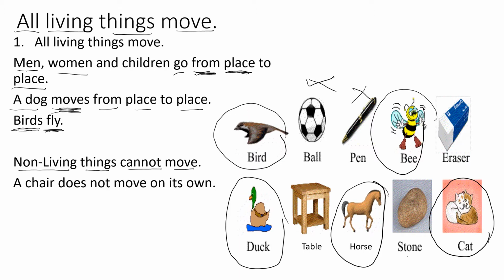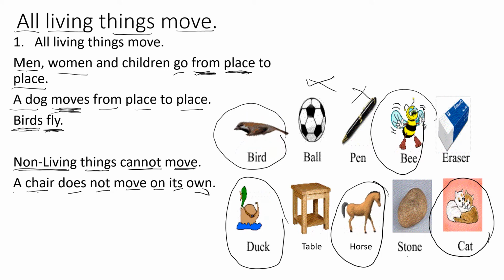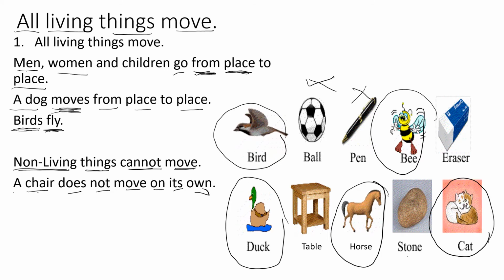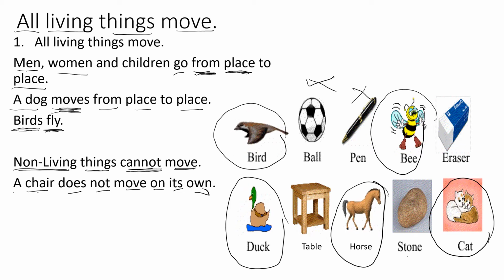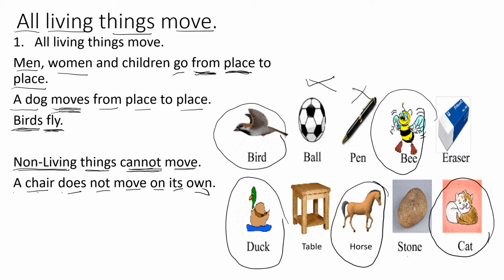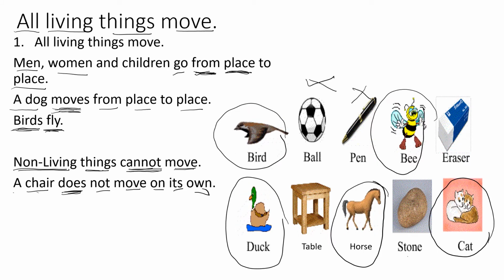So let's read the line here. Non-living things cannot move. A chair does not move on its own, means by itself. It will not move from one place. Let us learn these words. Cannot, c-a-n-n-o-t, cannot, d-o-e-s, does, o-w-n, own.